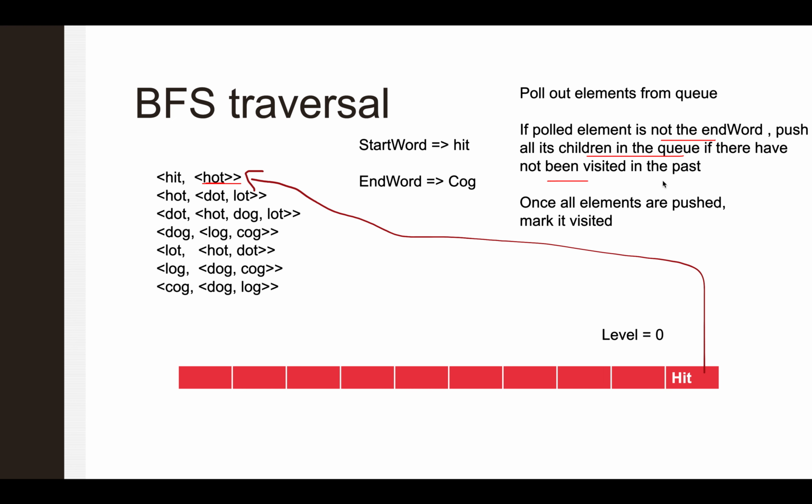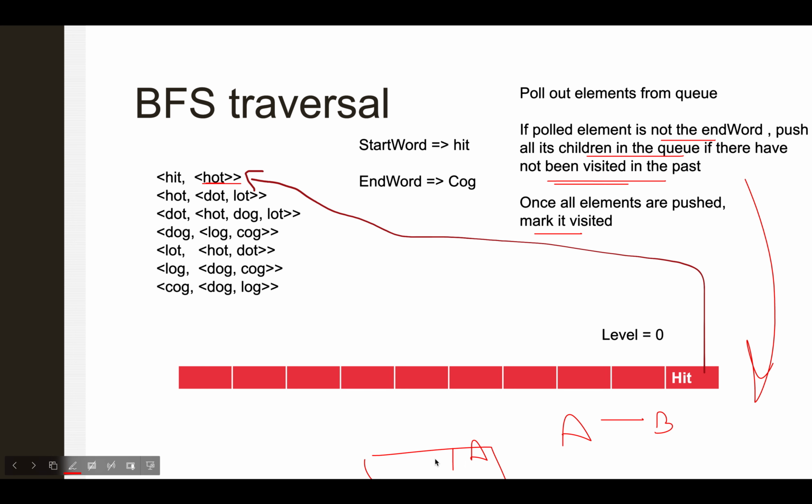So if the element is not the end word, push all its children in the queue, if they have not been visited in the past. Also you need to take care of what all children have been visited in the past, so that you don't keep on adding elements again and again. Once all the elements have been pushed, mark that node as visited. Let me just explain the visited concept here. If A is connected with B, there could be a case where you are pulling out A and adding B's children. Again from B's children you are adding A again. So that generates a cycle. We break the cycle using the visited concept.